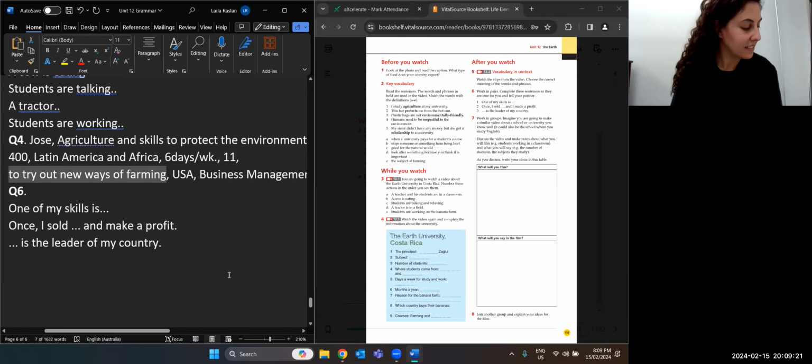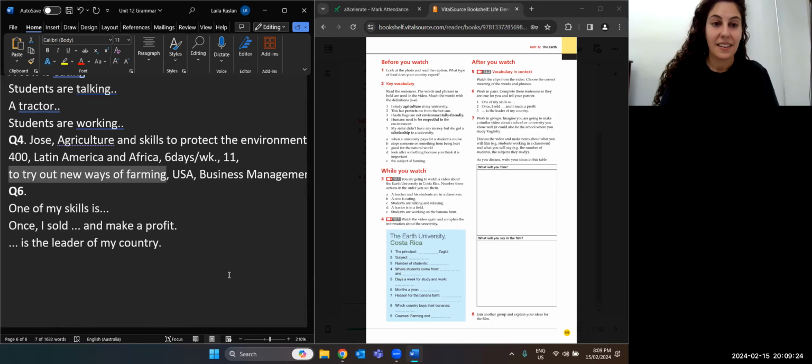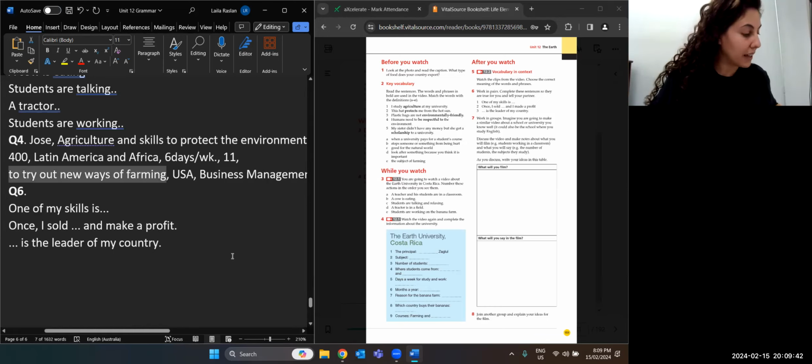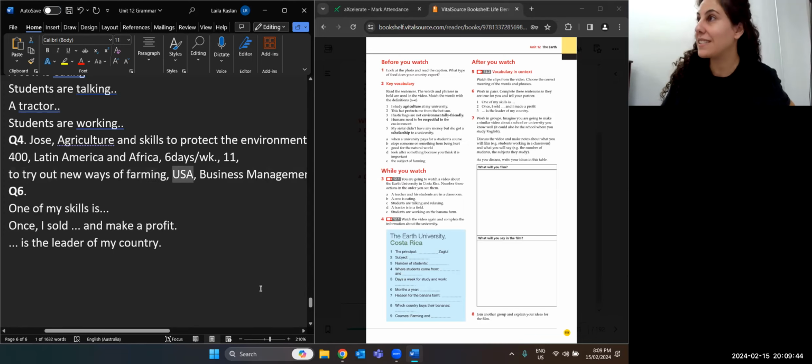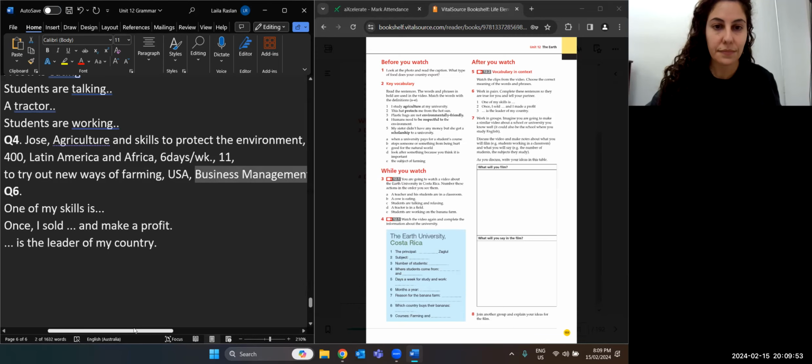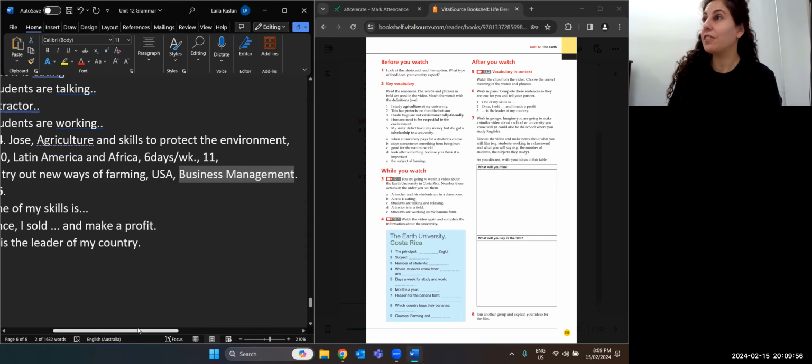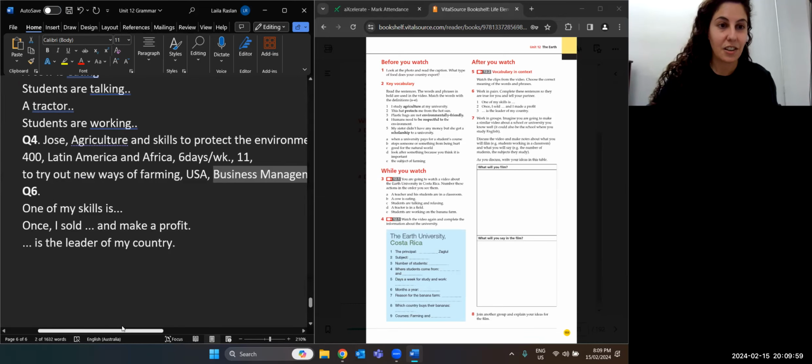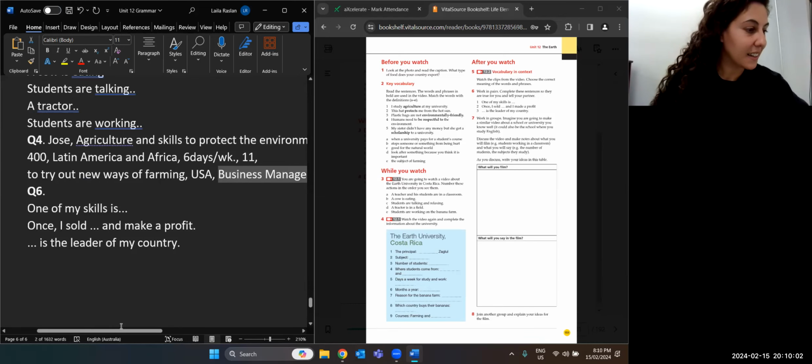So that's the reason, to try out new ways of farming. They want to see how can they grow bananas in a different way, and which country buys their banana, because you remember they export. Export means when a country sends out a product to the world. So Costa Rica sends out their bananas mostly to the USA. And the courses, farming and business management. So that's a real university in Costa Rica. So if you're interested in those subjects, that's a great place to study.